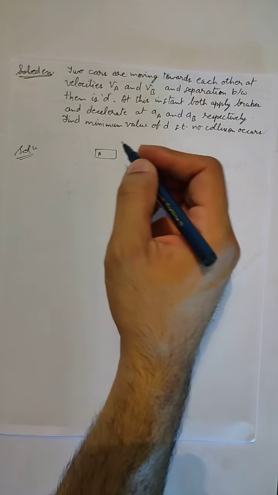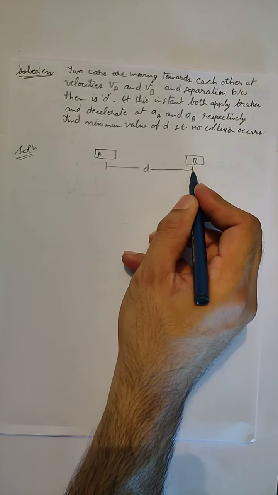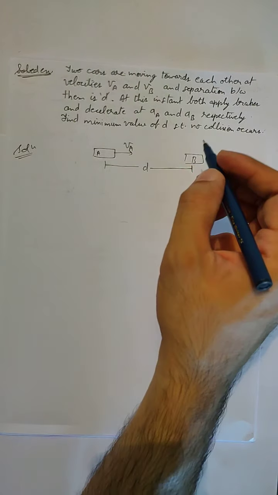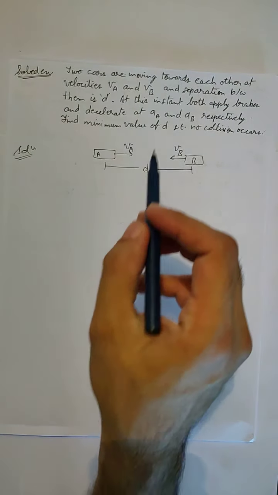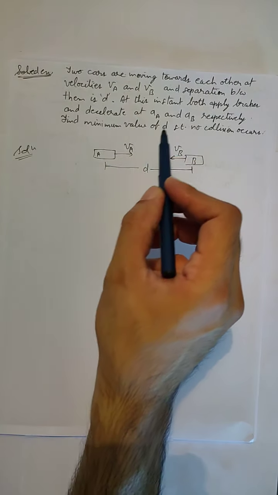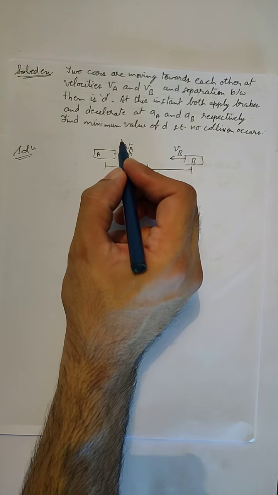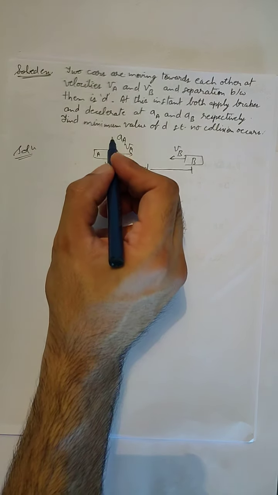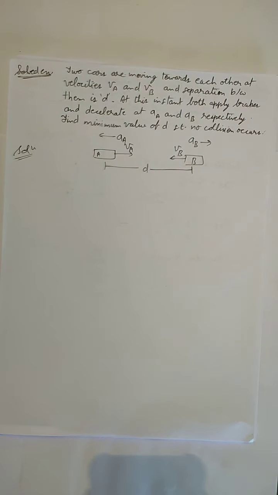There are two cars A and B, and they are initially at the separation D from each other. They are moving towards each other. This is moving with velocity Va and this is moving with velocity Vb. Now when they are at distance D, they both apply brake and they decelerate with rates AA and AB. So AA, now it is a deceleration, so it should be opposite to this velocity. So AA is on this side and AB is opposite to VB. So this will be the situation.